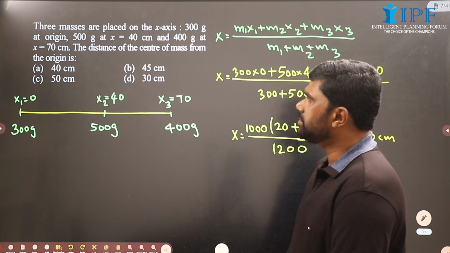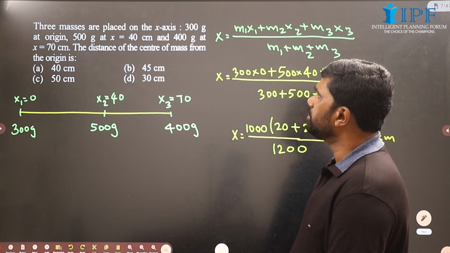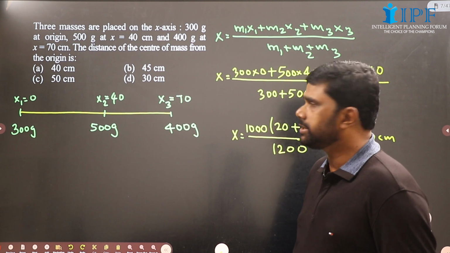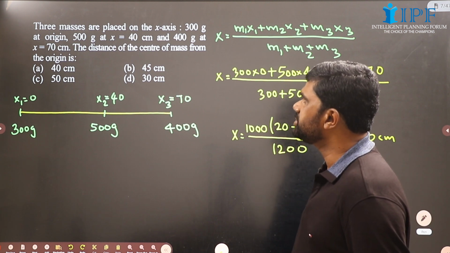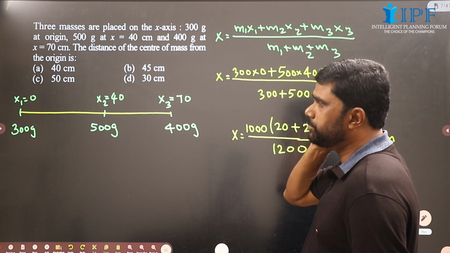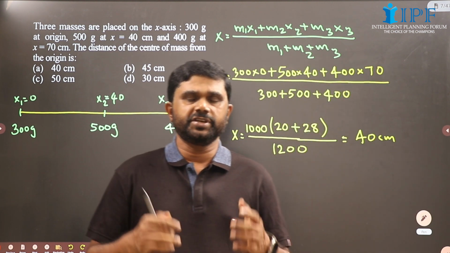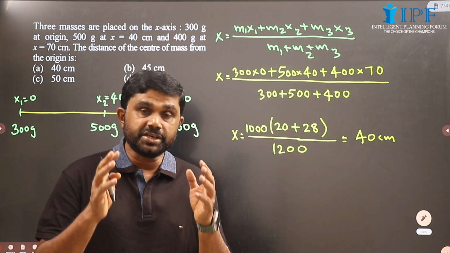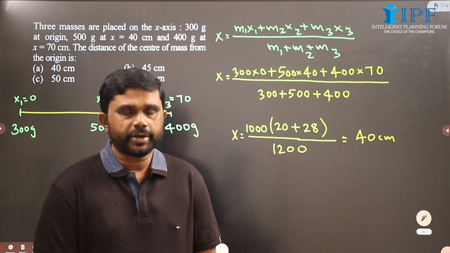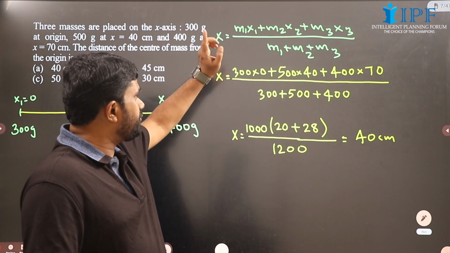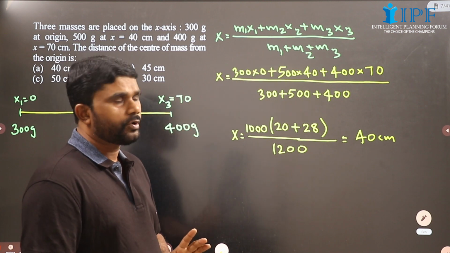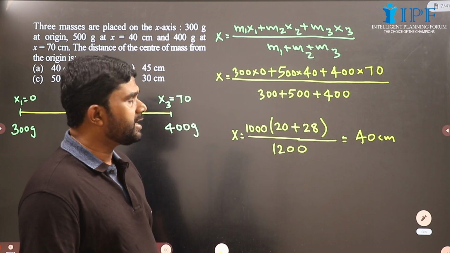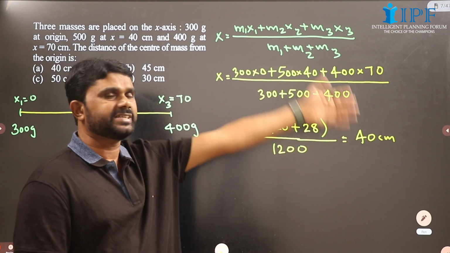Now we have another question. Three masses are placed on the x-axis: 300 gram at the origin, 500 gram at x equal to 40 centimeter, and 400 gram at x equal to 70 centimeter. The distance of the center of mass from the origin is? We have the formula for a two-particle system. The same thing can be extended for any system with any number of particles. Now let us write the formula for a three-particle system. We have 300 gram at the origin, so its x-coordinate is 0, then 500 gram at 40 centimeter, and 400 gram at 70 centimeter.